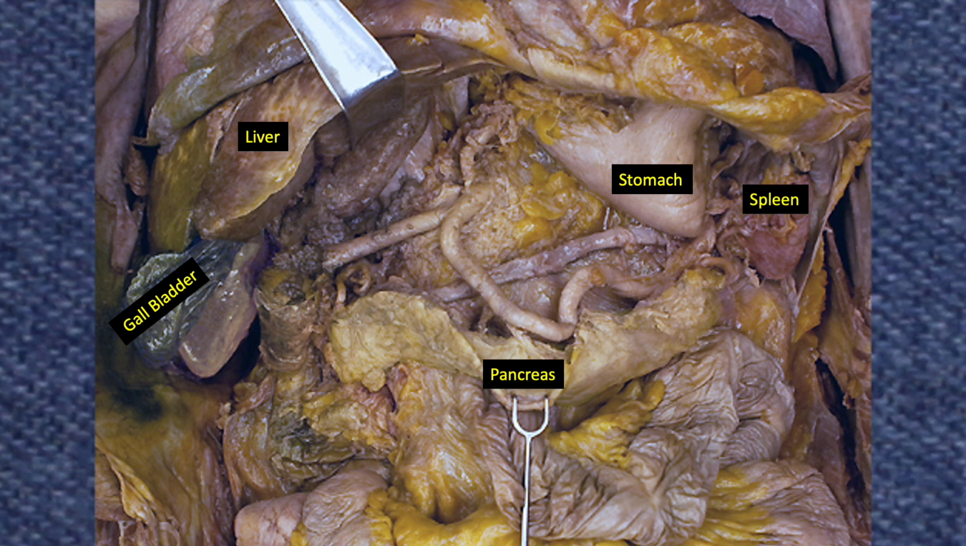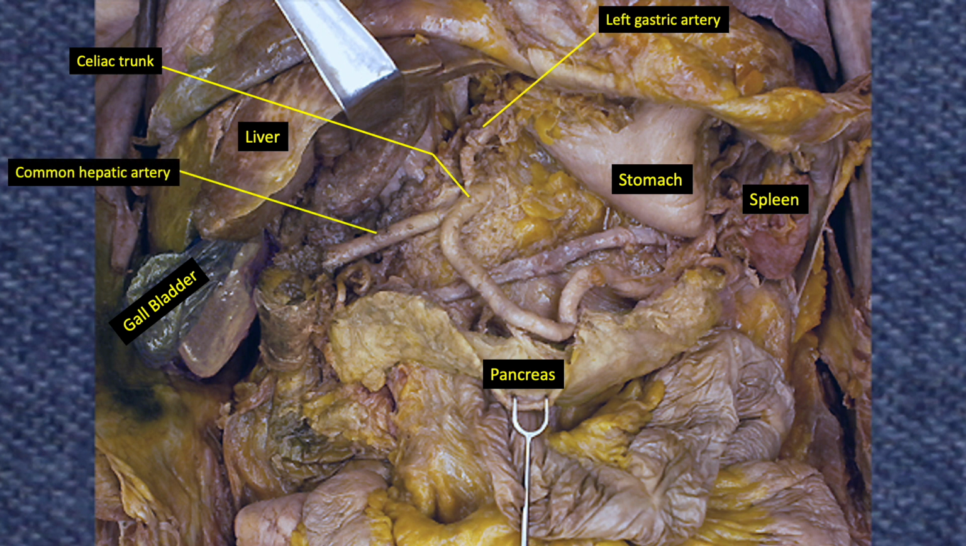We have now reached the level of the celiac trunk, one of three main unpaired arteries of the abdominal aorta. The celiac trunk is a major branch of the abdominal aorta that emanates from it immediately below the diaphragm. Here, we show it completely dissected and clean. The three branches from the celiac trunk include the left gastric artery, the common hepatic artery, and the splenic artery.